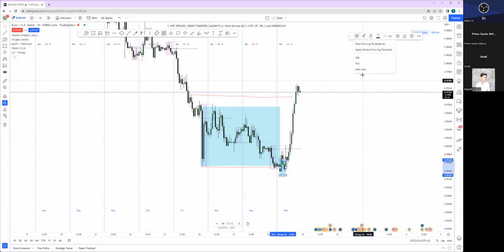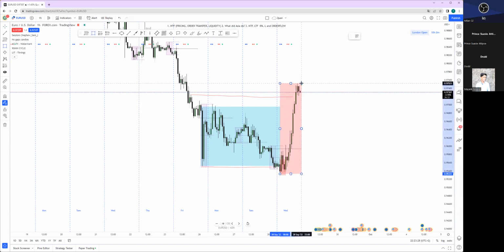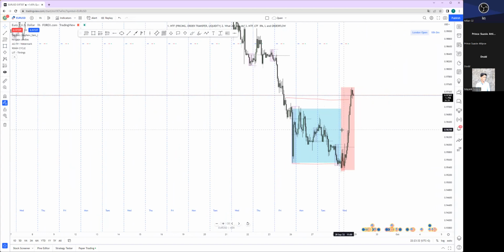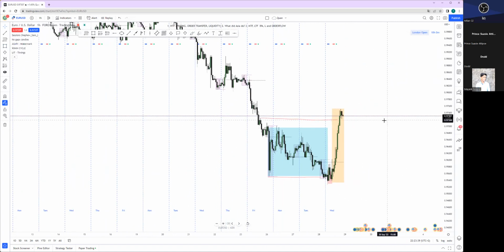I'll make it red. This would be the manipulation, and this would be the distribution. Oh wait, what? AMD, distribution. Oh my God. Okay. So it's as simple as that.